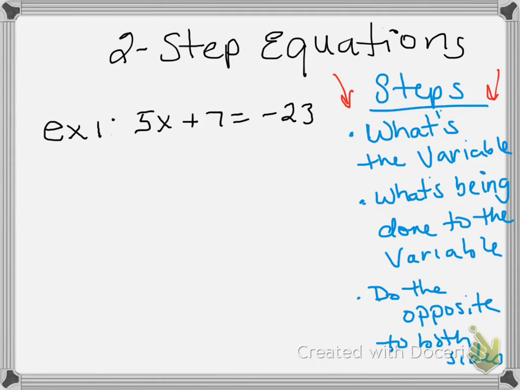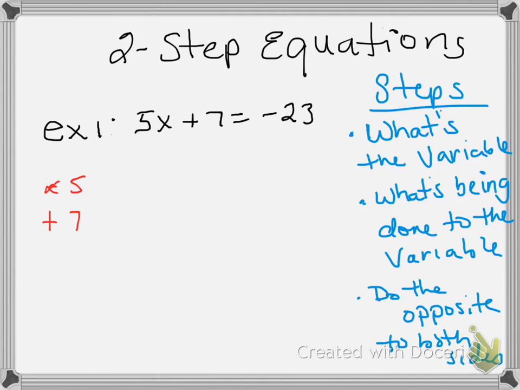So here we go. We're going to do this. Now remember, there are many ways to do this. I'm just showing you one simple way. The first thing I'm going to ask myself is what's my variable? Well, my variable is x. You can see it right there. Now I'm going to ask what's being done to x? Well, it's being multiplied by 5, so we're going to put a little mark here. It's being multiplied by 5, and it's being added by 7.